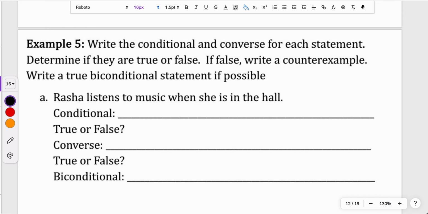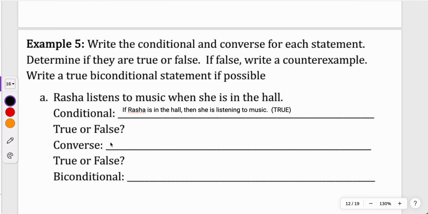All right, write the conditional and the converse for each statement. Determine if they're true or false. If false, write a counterexample, but if true, write the biconditional. Letter A, Rasha listens to music when she is in the hall. So conditional would be this. If Rasha is in the hall, then she is listening to music. Remember, what happens first? She's in the hall, therefore she's listening to music. Okay? That can be true.